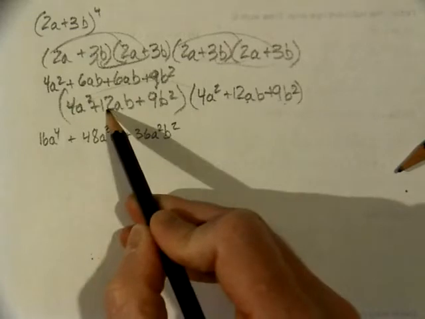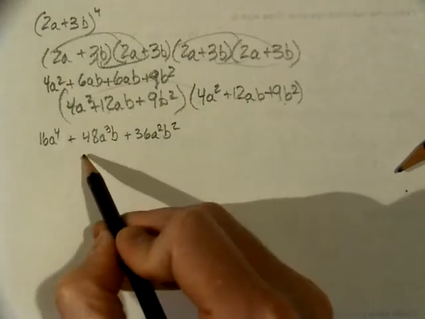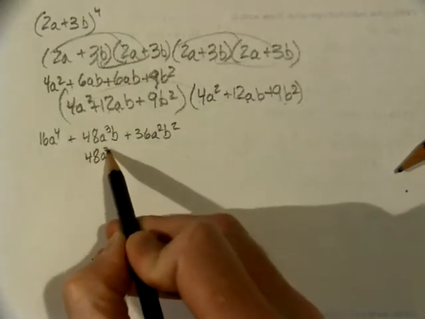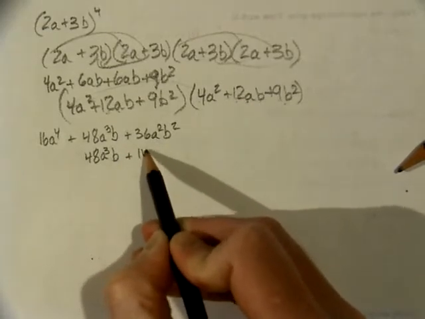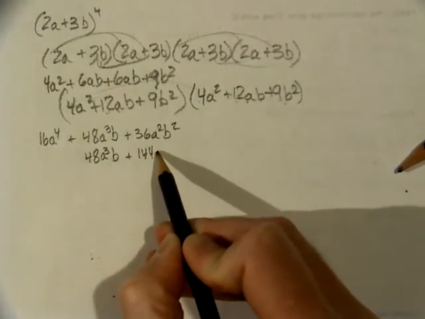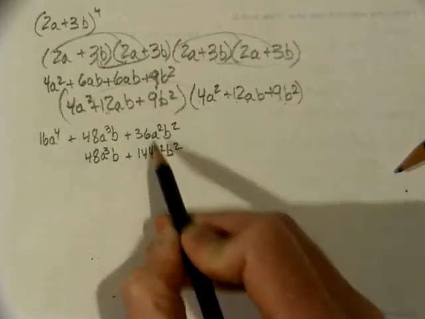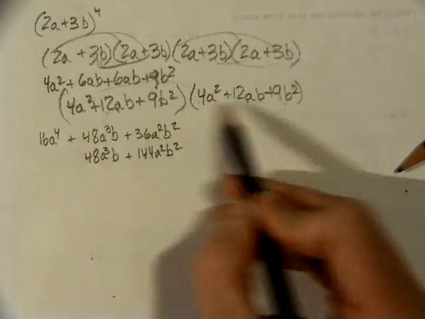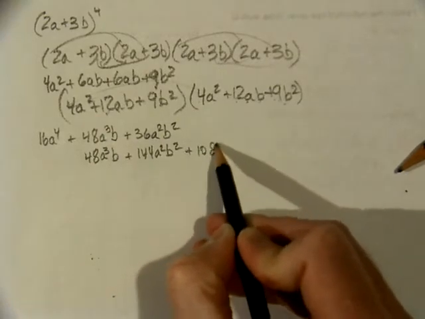Now I'm going to multiply through with the 12. So the 12 times 4 gives us 48 also. A cubed b. 12 times 12 is 144. A squared, b squared, because a times a is a squared, b times b is b squared. And 9 times 12 is 108.